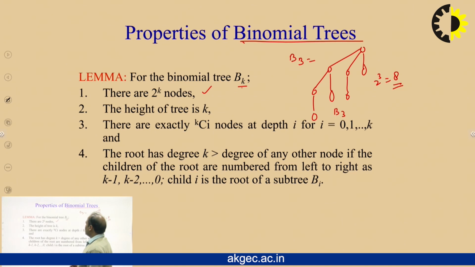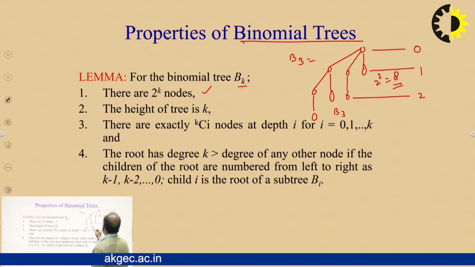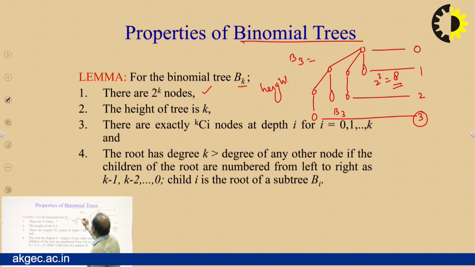The height of the tree is k. If you talk about depth, it's 0, 1, 2 and 3. So the maximum depth is 3. Therefore the height of the tree is actually 3. This can be proved by induction.